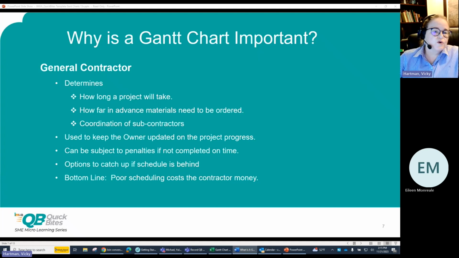The bottom line is poor scheduling on the general contractor's part will cost them money. If they get behind schedule, they may add a second shift or work weekends to catch up. This is not cheap and will take away from the contractor's profit. Getting too far behind can cause further problems, and there's the temptation to take shortcuts, which can then result in losses.